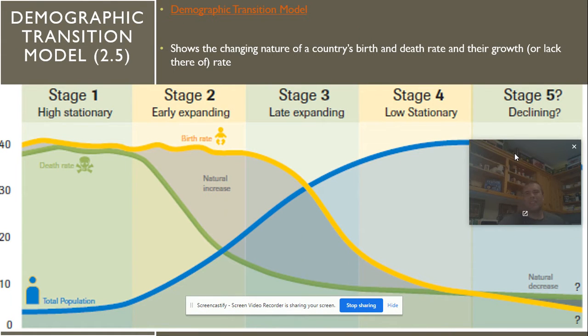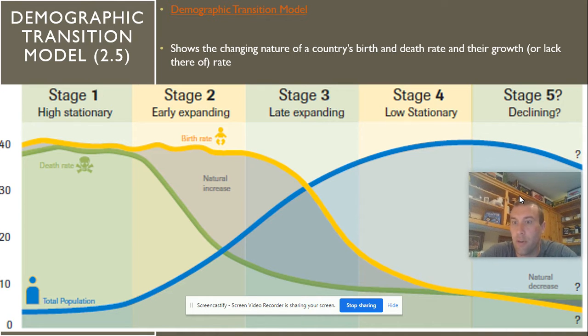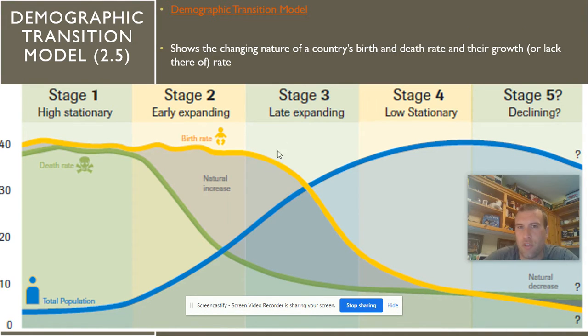All right, so here we're going to look at the demographic transition model. This model explains a ton about the world and how it is functioning. So, the demographic transition model looks at the changing nature of society mainly through birth and death rates. So, stage one, the birth and death rates are really high, but the population isn't really going anywhere.